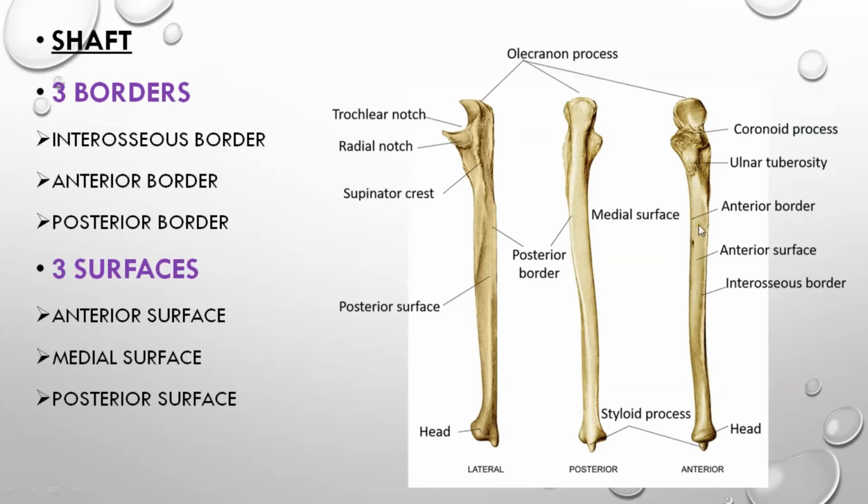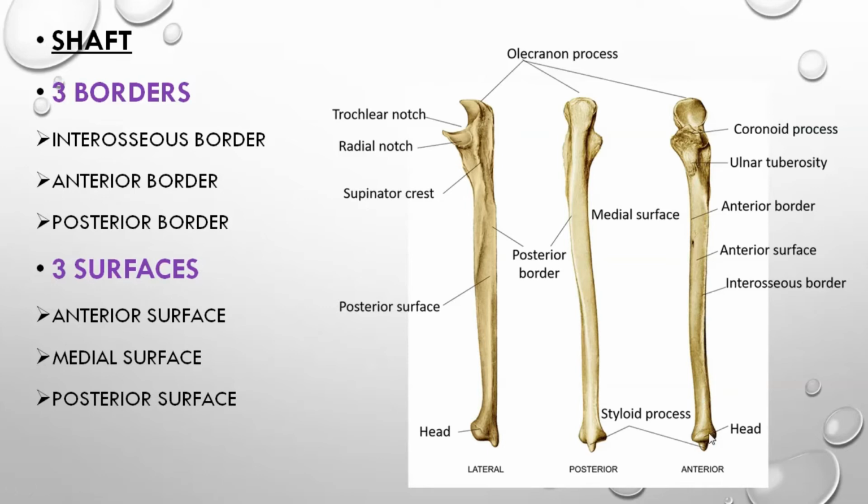It extends from the coronoid process up to the head of the ulna. Then there is the posterior border. The posterior border is sharp and it is palpable throughout its length. This posterior border extends from the posterior surface of the olecranon up to the head of the ulna. The third is the interosseous border, which extends from the radial notch up to the styloid process.